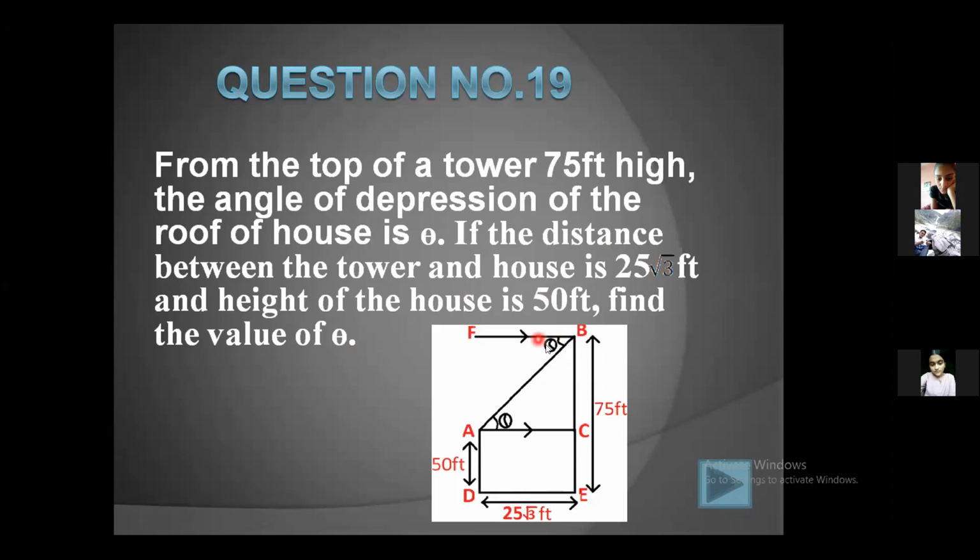Here the angle of depression is theta degrees. So the lines are parallel to each other, then it is an alternate angle. So this angle is equal to this angle because it is a Z shape. Here we can see AD is 50 feet, DE is 25 root 3 feet, and BE is equal to 75 feet.